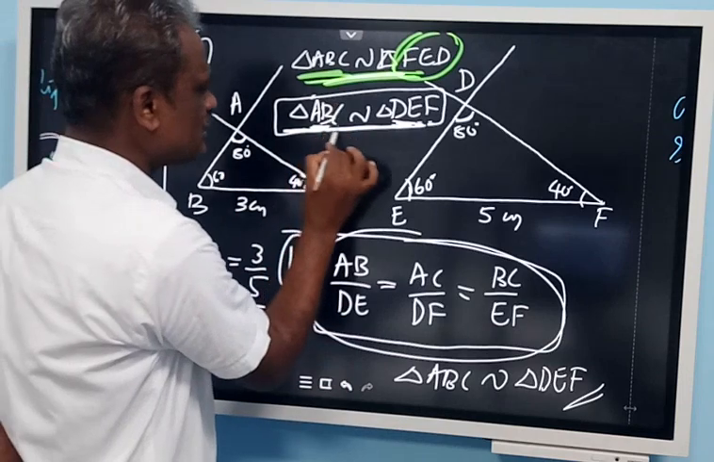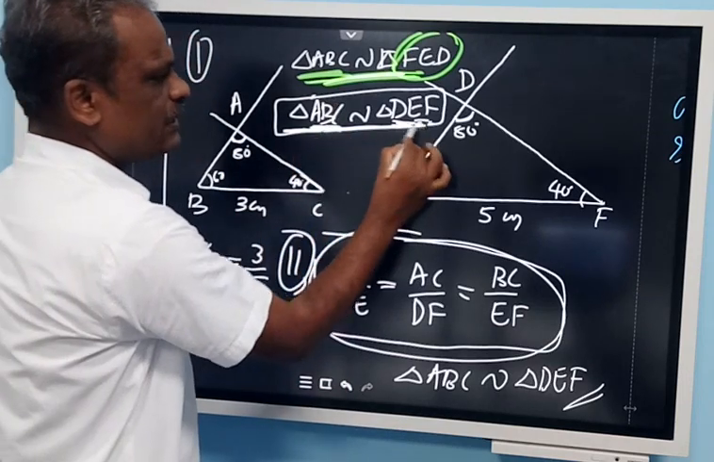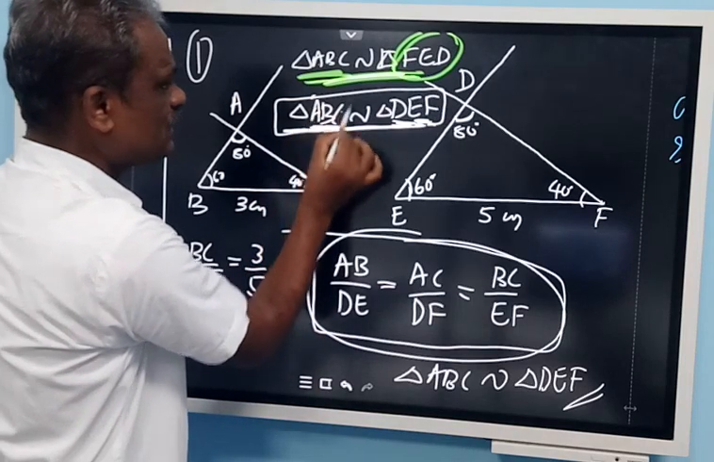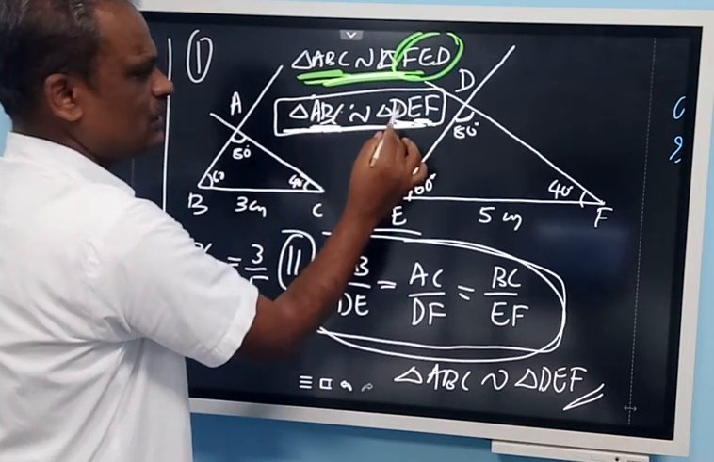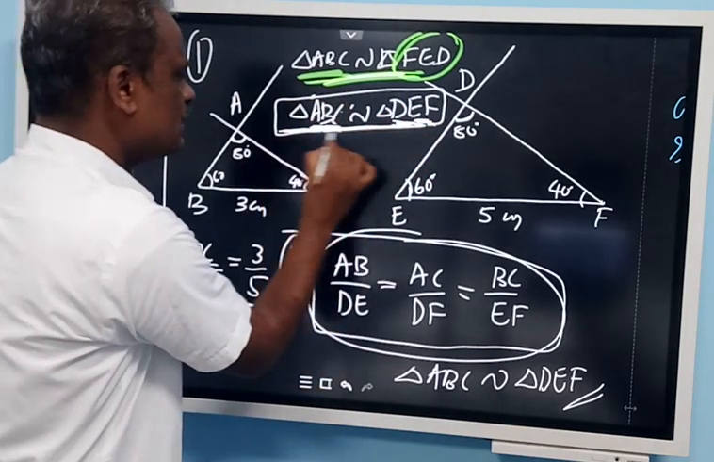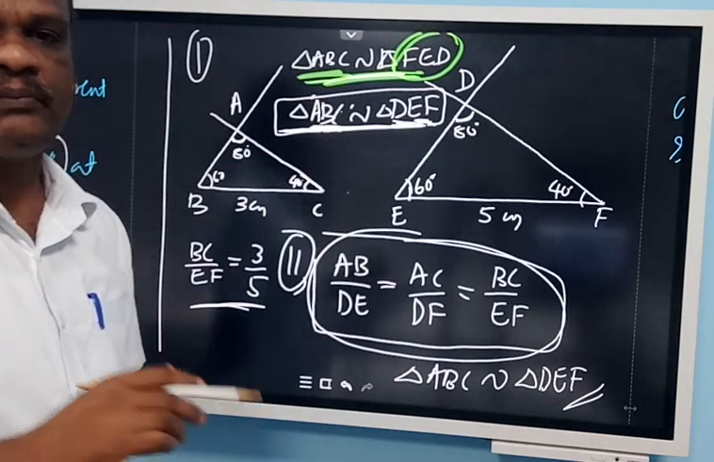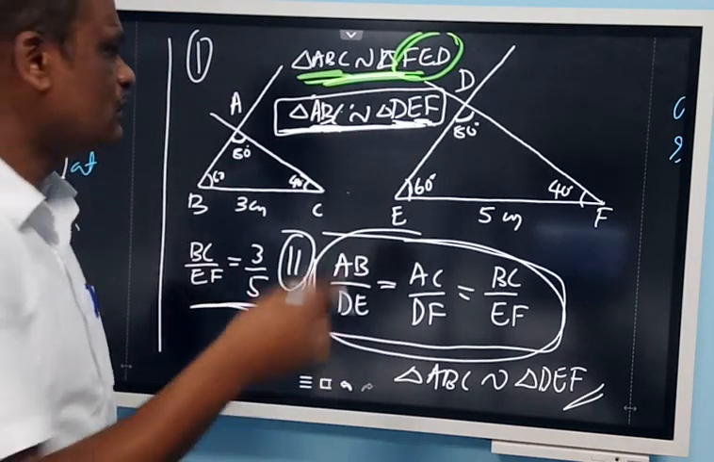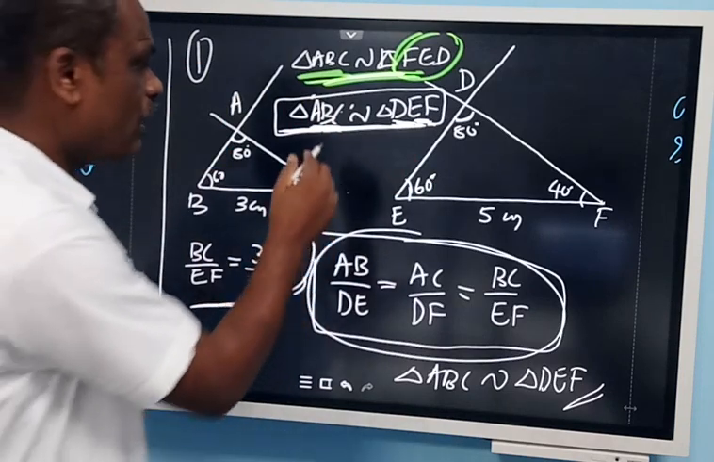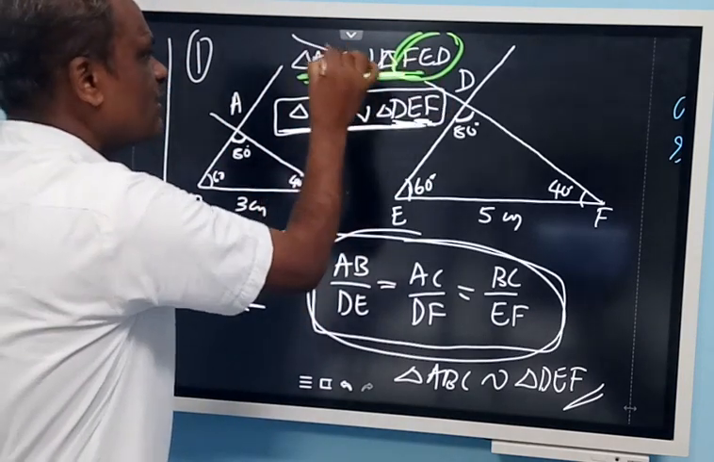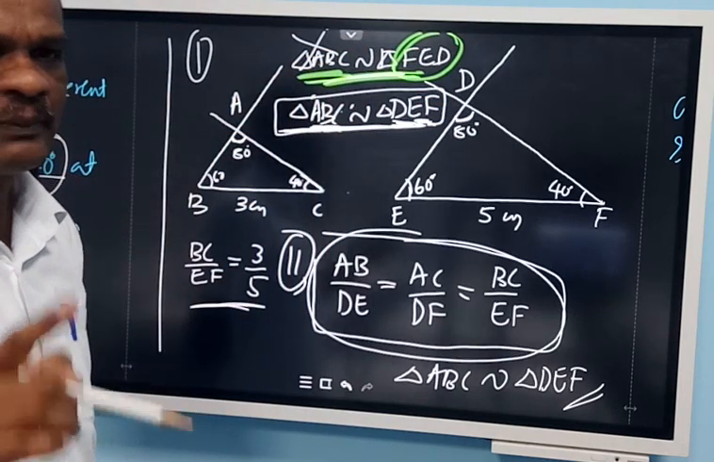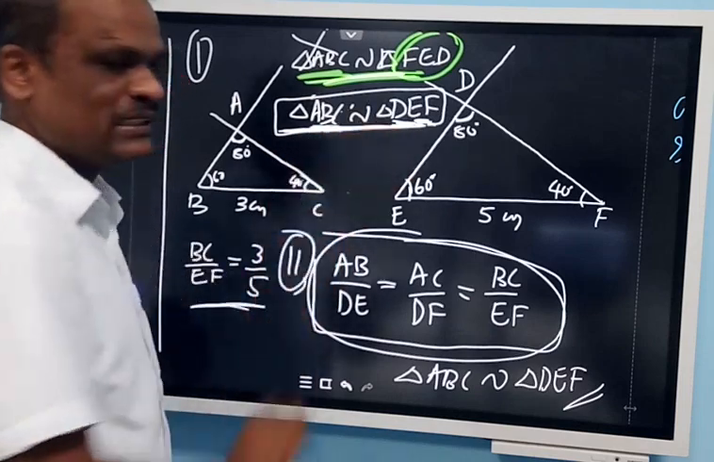For BC, what is the corresponding side? You can write EF. EF is the corresponding side. For AC, the first and last letters. Here you take the first and last, AC, here it is DF. So using these symbols, you can find the corresponding angles as well as the corresponding sides. If you do not write properly, then everything becomes wrong. So while writing the similarity, keep in mind the corresponding parts should be in the same order.